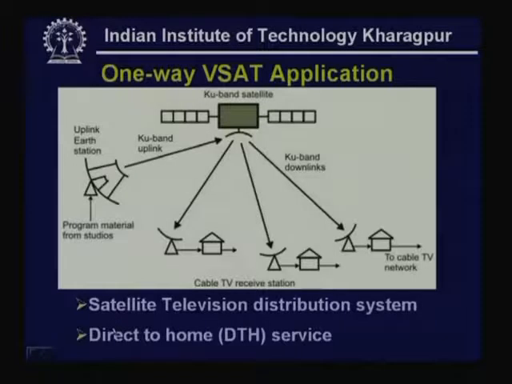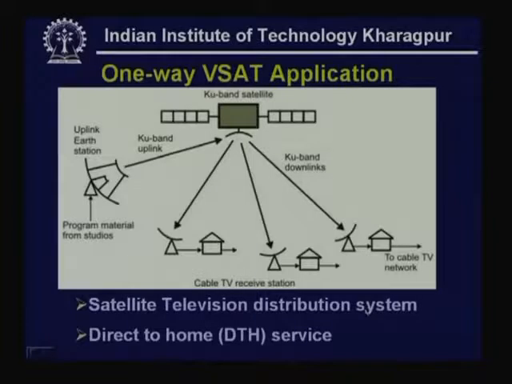service providers. So, the cable TV service providers have antennas located at their place, and then the cable TV operators distribute the television signals to a number of houses. So, this is the Ku band uplink, and here are the Ku band downlink signals, which are being received by the cable TV operators, and then they distribute them to the households. So, this is a satellite television distribution system.